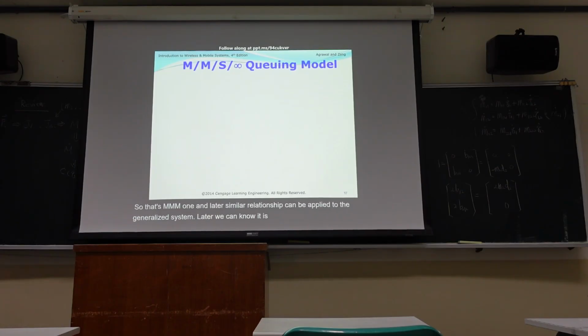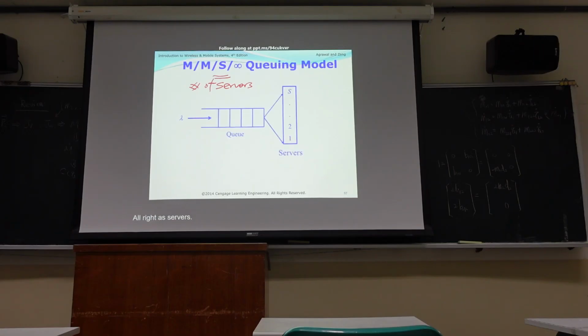But before we go, we have the M/M/S queuing system. M/M/S says, we have S servers, S circles. Well, what does it mean? We have 1, 2, up to S. So we have S servers. As for the queue, it has infinite size.